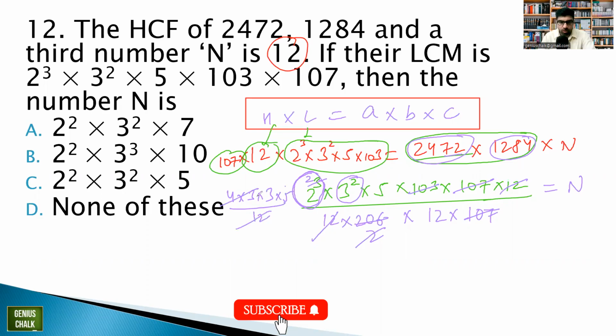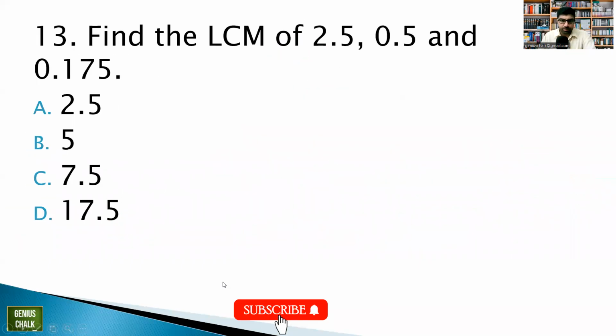So this 12 cancels. What is left? 3 into 5. So the right answer of the question is none of these, as 3 into 5 is my left thing, and that should be my answer, right? So this is the approach we have to apply for this question. It's a good one. Next.